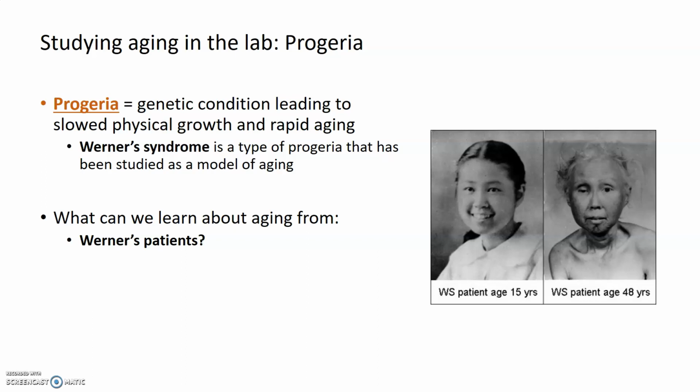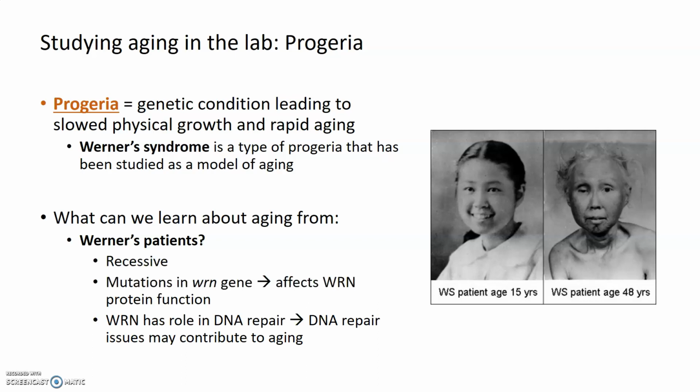But they are cheaper, easier, faster, and obviously more ethically sound to work with than studying a human in the lab would be. But one way that we can actually use humans for research into aging is by studying a genetic condition that's known as progeria. And progeria is pretty rare in terms of genetic conditions, but what it ultimately leads to is slow growth and rapid aging. And there are different types of progerias, but Werner's syndrome is the specific type that's been held up as a model for aging.